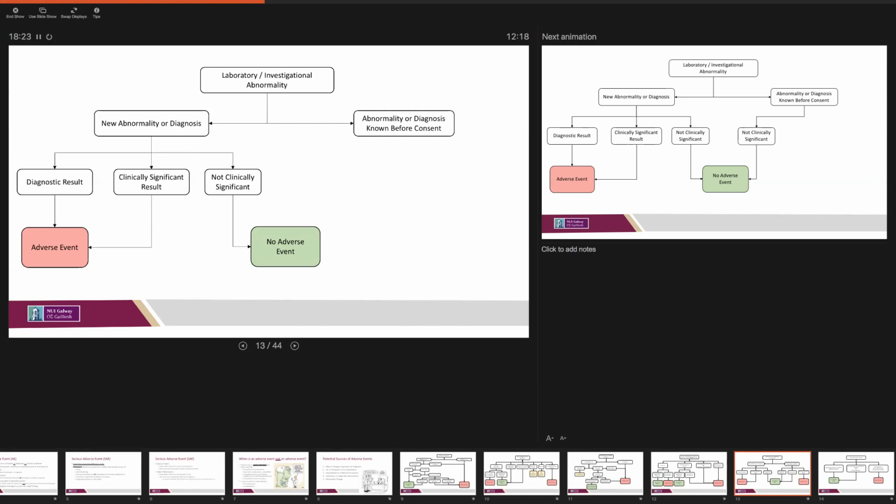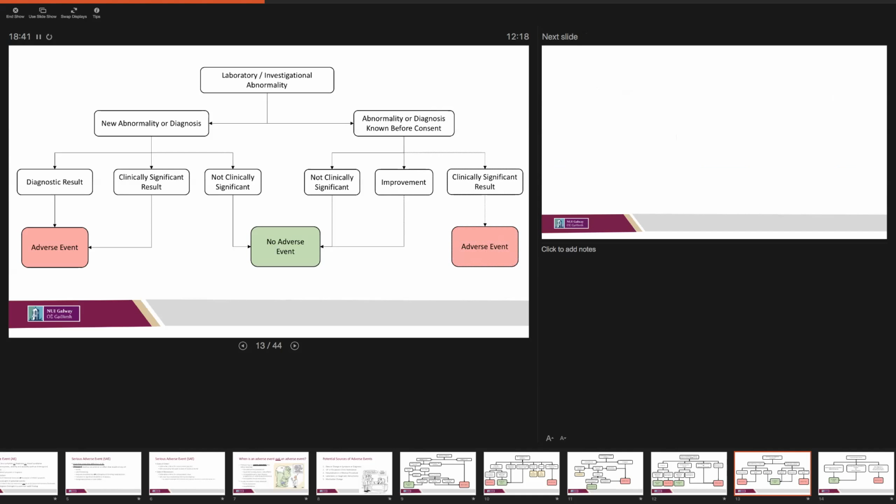The other side of this is if an abnormality or diagnosis is known before the time of consent. If again you get a result, so someone knows they have high cholesterol, they go to their GP, their cholesterol is still high and the GP doesn't act, or the clinician doesn't act or think it's significant, it's not an event. If there's an improvement in it, it's not an event. And if it's a clinically significant result, it is an adverse event. So you'll see there's common themes to this, but the root cause or the root question for each of these may vary slightly.